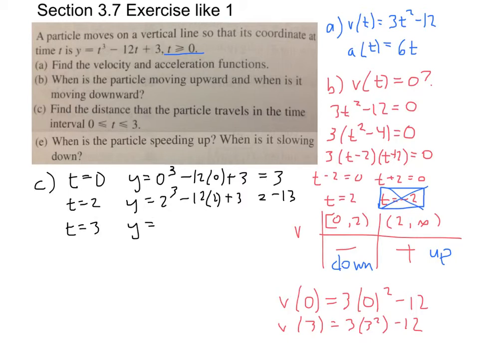y equals 3 cubed minus 12 times 3 plus 3 equals. And so 3 cubed is 27. 12 times 3 is 36. And plus 3. So we have 27 minus 36 is negative 9. Plus 3 is negative 6.